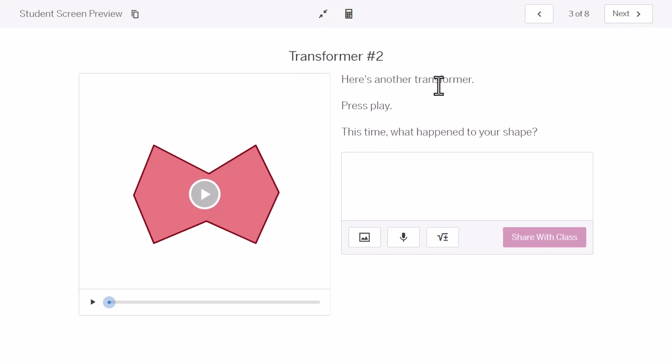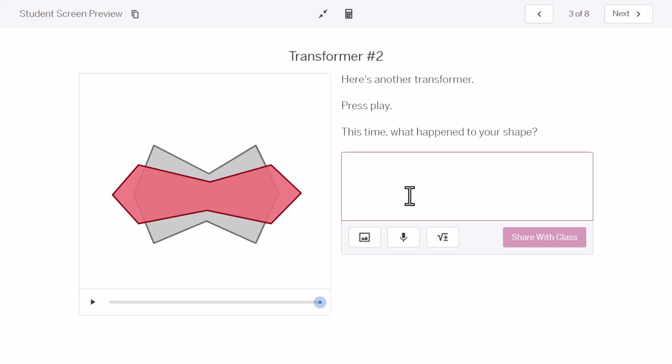Here's our same bow tie. We're going to do another transformer. Let's press play, and remember that our job is to describe what happened to the shape. We'll do it a few times. All right, so for our bow tie this time, it looks like it flattened out and got wider. Some students stopped at it flattened out. Some students added that it got wider. But that's all we're trying to do today, just describe how a shape is changing. To me, it looks like somebody's taking that bow tie and just tightening it up.